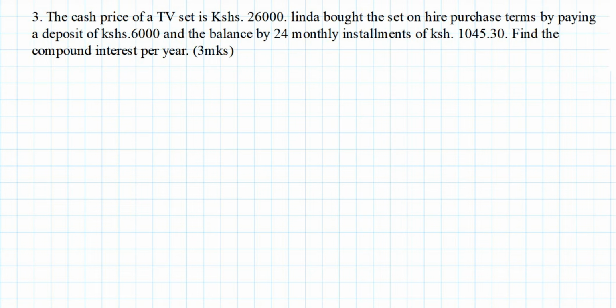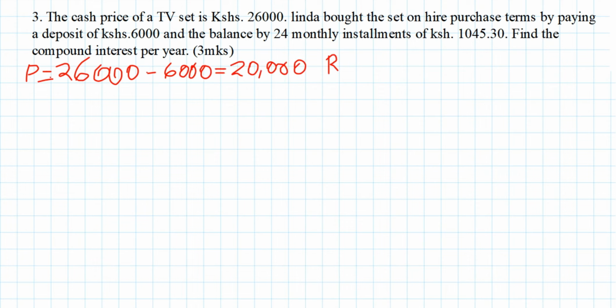So what we require to know is that when we buy an item on hire purchase, the amount that is remaining that we pay in monthly installments, we pay with an interest, which in other words we call the carrying charge. So now, when she paid the 6,000, we take the cash price, we take away the 6,000, and she remained with a balance of 20,000. So this 20,000 is now the amount that she borrowed.